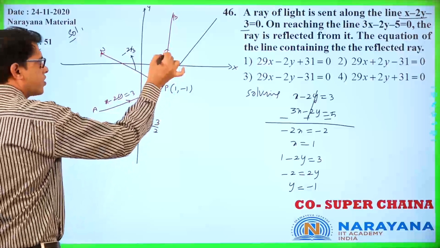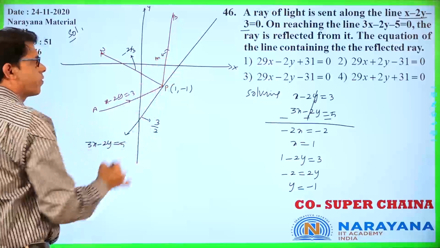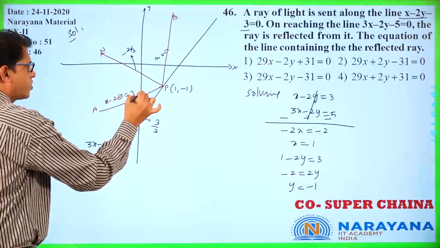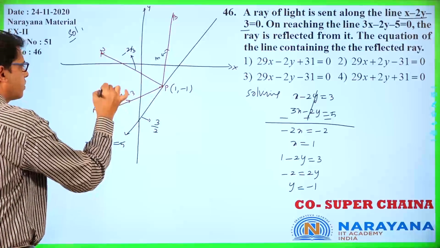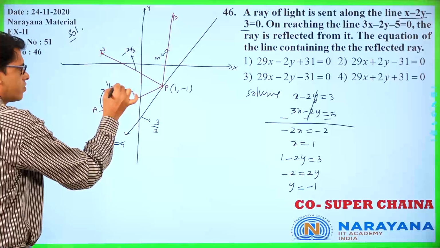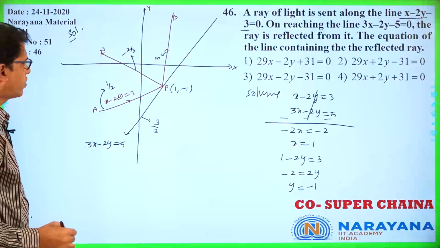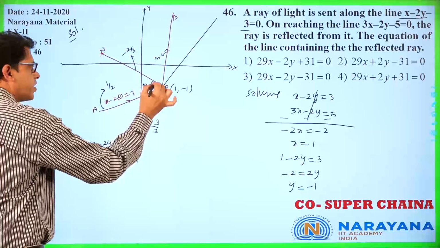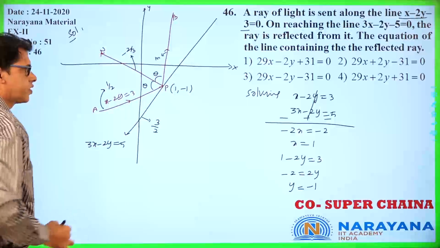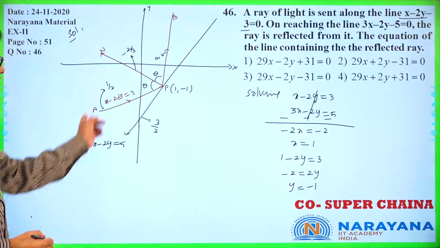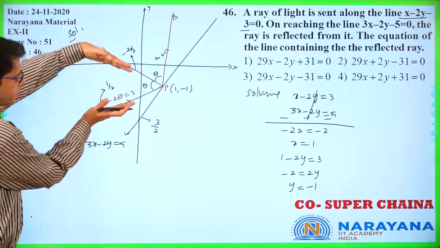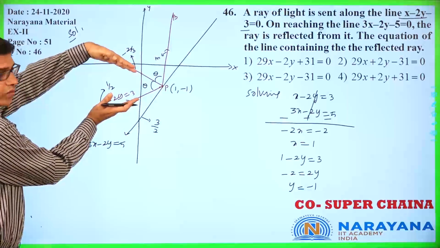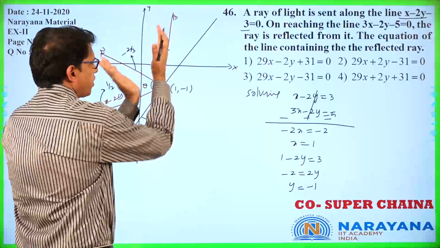So the slope of this line is not known. Say some m. The slope of this line is minus a by b, 1 by 2. Now, if this angle is theta, this one is also theta. Apply the property. First take these two lines, apply the tan theta formula. Then take these two lines, apply.